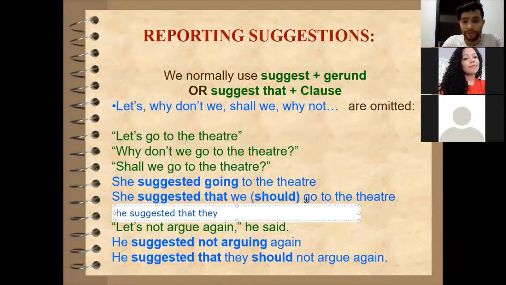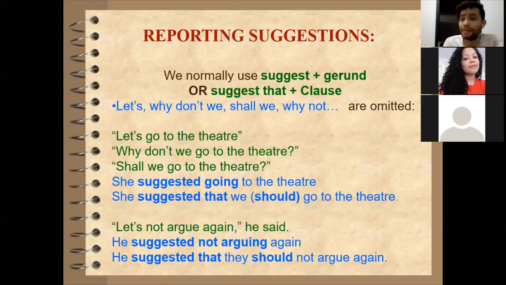Aquí se los expliqué, ¿no? Sería de la manera normal, como ya les había mostrado al principio. Todo lo que les mostré al principio sería de esa forma, right? He suggested that they didn't argue again. There you go. So guys, this was the form with suggestions. Aquí no vamos a tener más verbos, el único verbo que tenemos aquí es el verbo suggest. So aquí no hay ninguna lista de verbos.